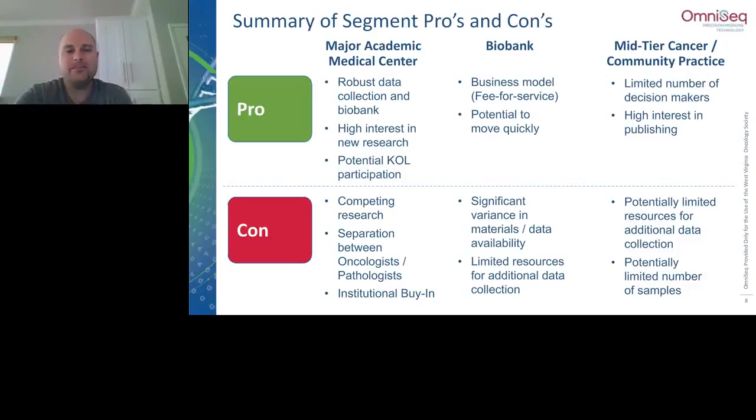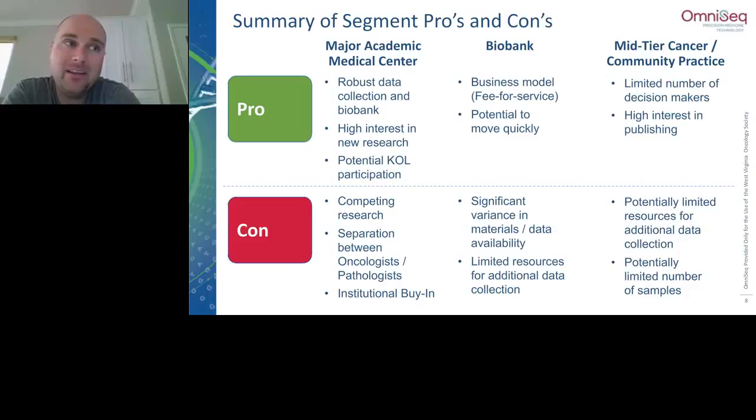So let's go through this slide. So major academic medical centers, I've already touched on some of these points, but because of their experience with especially pharmaceutical and investigator-initiated clinical trials, they'll typically have very robust data. They'll typically have very well-managed biobanks. They will have a very high interest in new research. So if you're offering a new molecular diagnostic assay that is tapping into something that is very current, that is very, quote-unquote, sexy at the moment, you should be able to attract quite a bit of interest from these institutions.